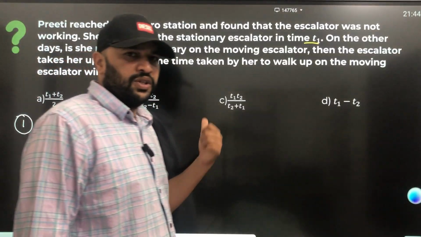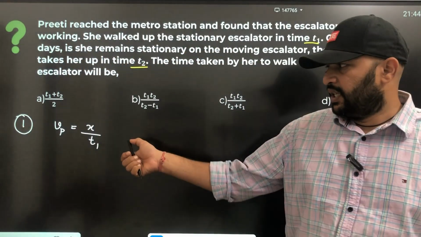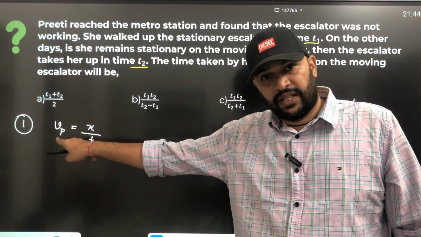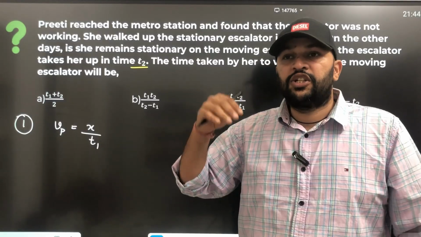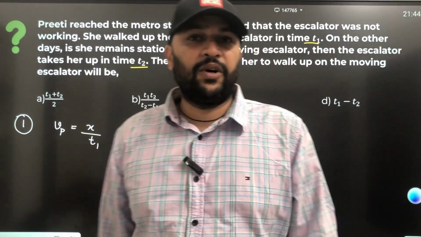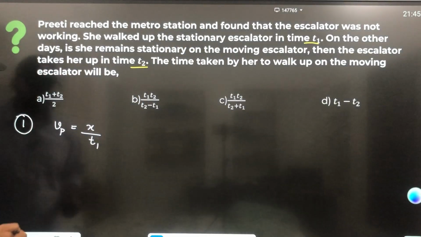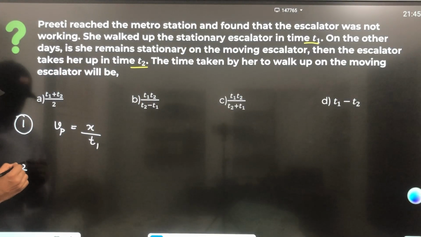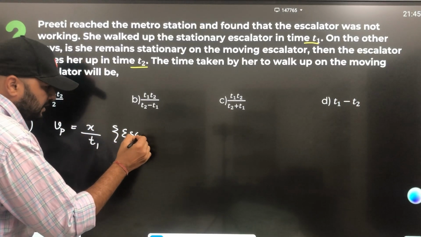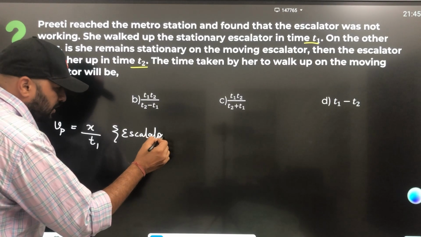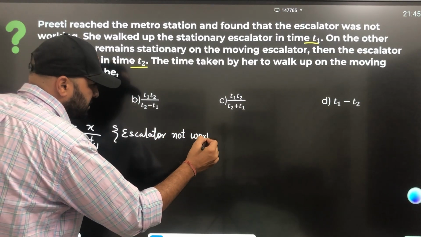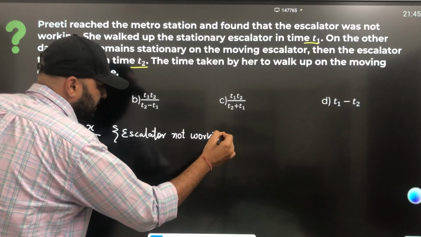Now, what is the time t1? As per the question, t1 is the time taken by Preeti to go up the escalator. Vp is the velocity of Preeti. When the escalator is not working, she will move with a certain speed. That speed is Vp, and that equals x upon t1. T1 is the time taken by her. Second scenario. Let me write it for you: escalator not working.